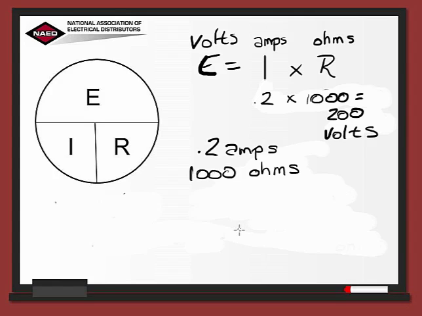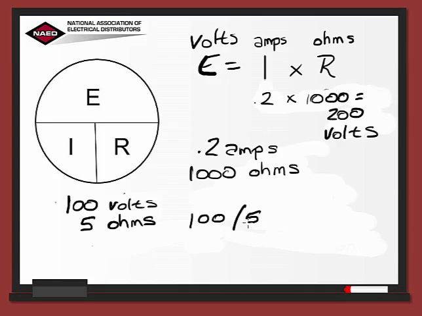One final check. So this time we're going to have 100 volts and 5 ohms of resistance. So go ahead and find your answer. So for this, we're going to use 100 divided by 5, which is equal to 20 amps.